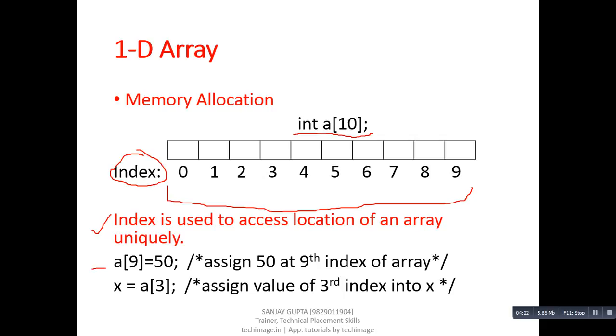We can understand this with the help of examples. The first example is a[9] = 50. It means we are going to assign 50 inside index number 9. The second example is x = a[3]. It means we are going to assign the value of the third index into x. So we can use an index number on the right hand side of the equals sign as well as on the left hand side of the equals sign.